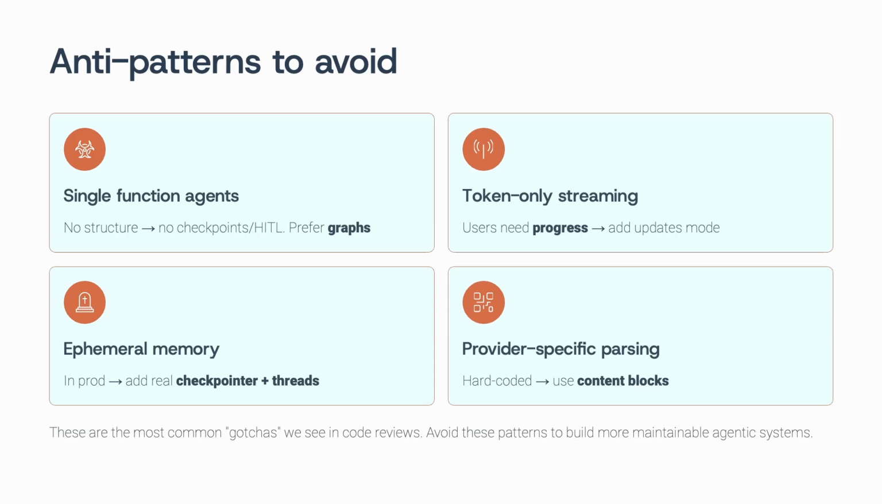It's really, really great. Other anti-pattern is token-only streaming. Next one is ephemeral memory, right? So if you're keeping your memory in your agent and you expect things to stay around, externalize it, find some sort of Postgres database to stuff it in, right?